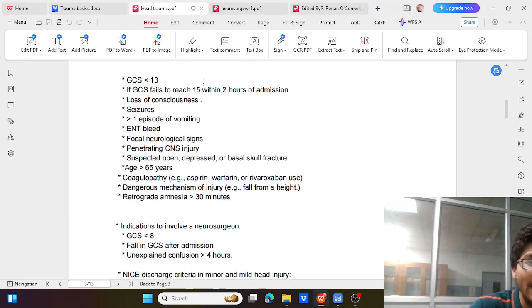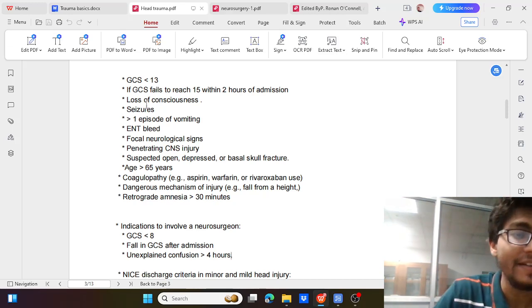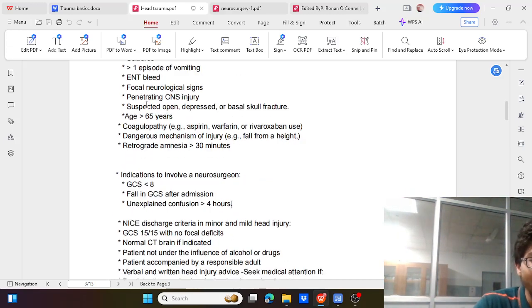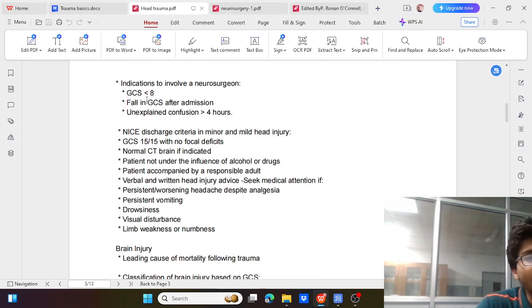Apart from that, in any of the above conditions, where we find any significant finding, like there is a fracture, or a penetrating injury, or some bleeding inside, then we have to involve a neurosurgeon definitely. Okay, so if the patient has not been injured severely, what is the discharge criteria in minor and mild head injury?